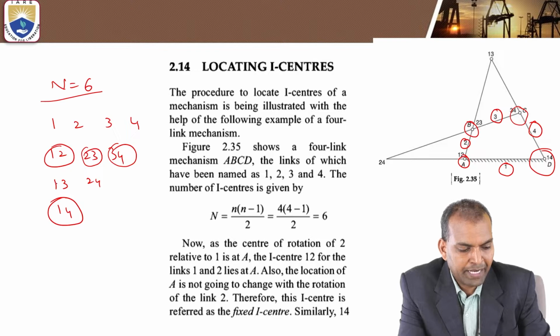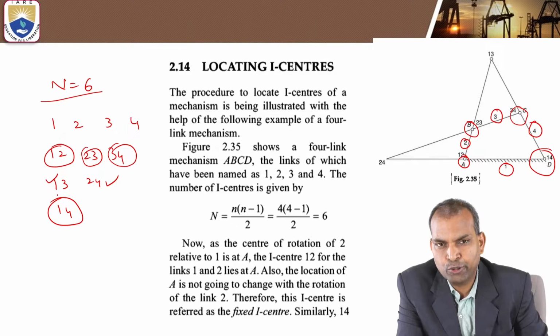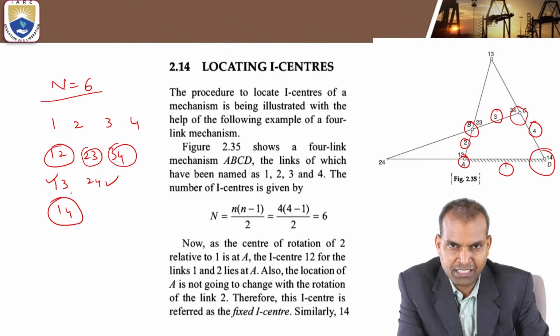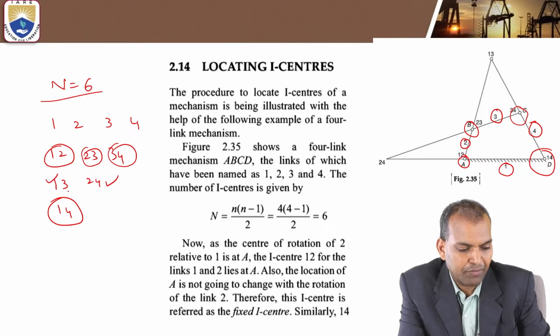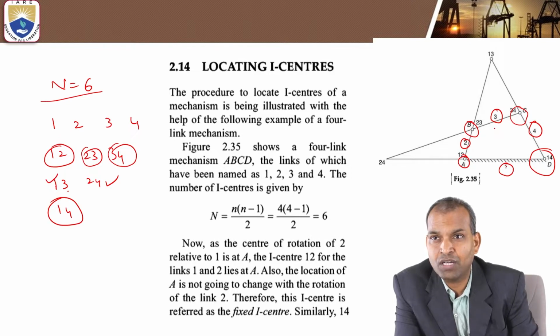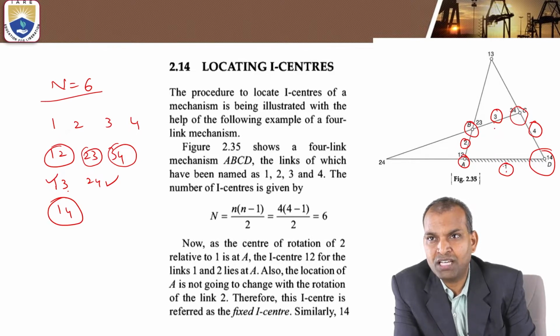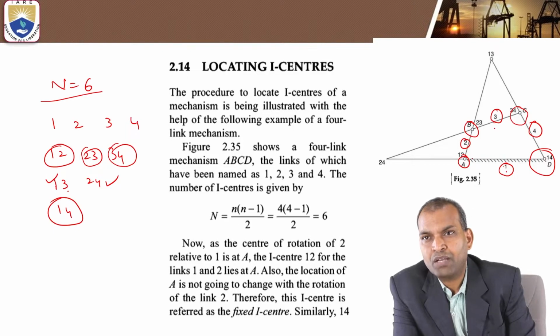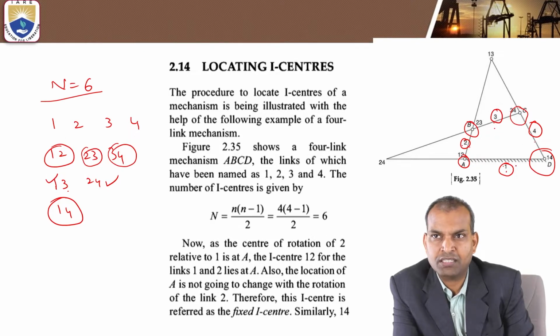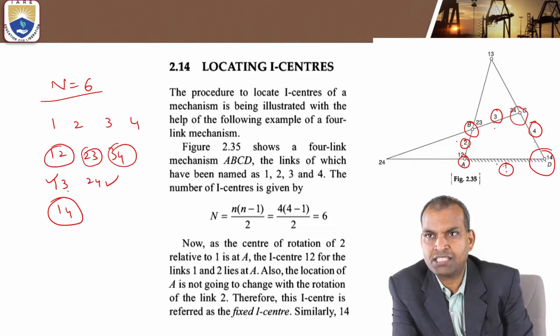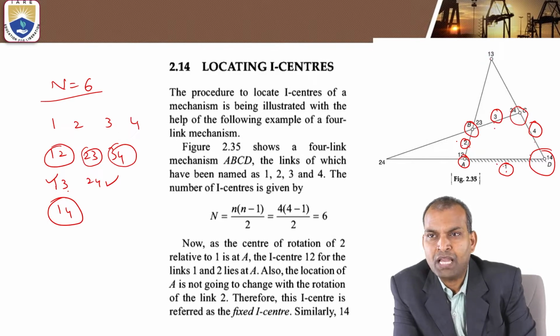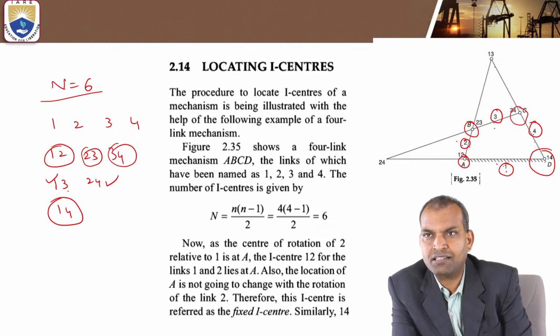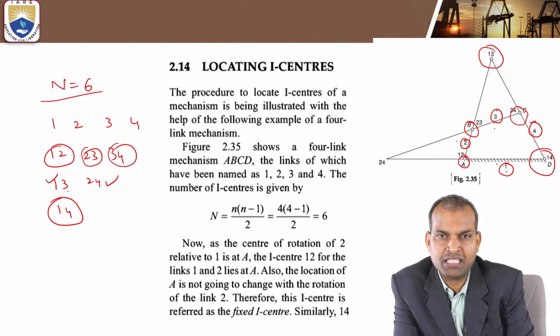So the remaining 2 instantaneous centers, this 1-3 and 2-4, are to be located with the help of Kennedy's theorem. 1-3 is connected with links 1 and 3, through link 2 and link 4. That's why we extend 1-2 and 2-3. If we extend 1-2, 2-3, and 1-4, 3-4, those lines will intersect here. That is the 1-3 instantaneous center.